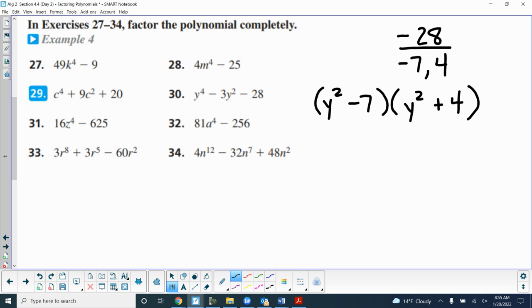Hey, here's 2 perfect squares. Can I go further? What's between them? Addition. Could I go further since there's addition there? No. If it was subtraction, yeah, I could have gone further. All right? Here's a perfect square, there's subtraction, but is 7 a perfect square? No. So we're done. Okay?